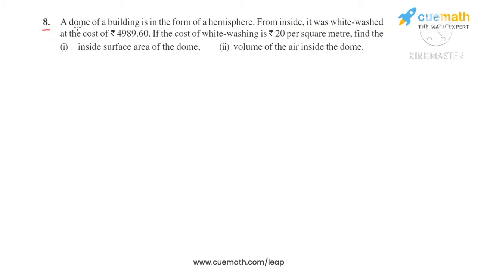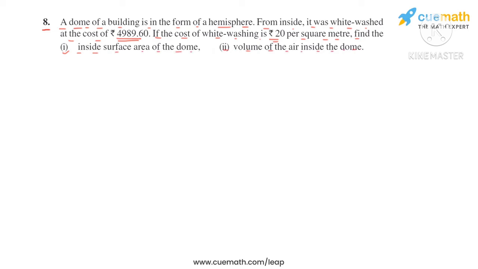In the 8th question, it is given a dome of a building is in the form of a hemisphere. From inside it is whitewashed at a cost of rupees 4989.60. Then if the cost of whitewashing is rupees 20 per square meter, then find, first, the inside area of the dome, second, the volume of the air inside the dome.